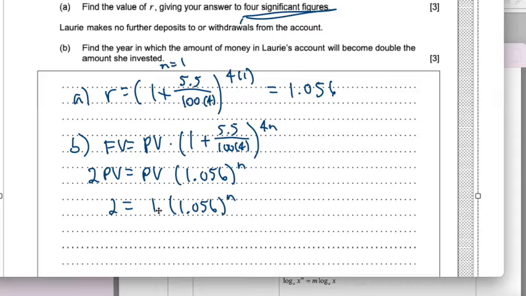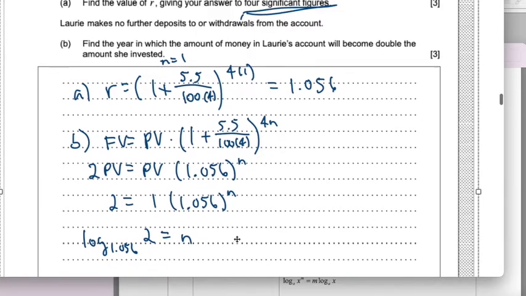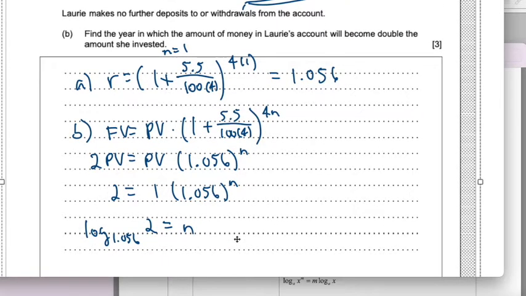Now we can actually use logarithms here. You could use nsolve on your calculator, but this time I will show the work. So we have log base 1.056 of 2 equals n. And I think I've done that correctly: 1.056 to the power of n equals 2. Yes. So now let's go to our calculator.